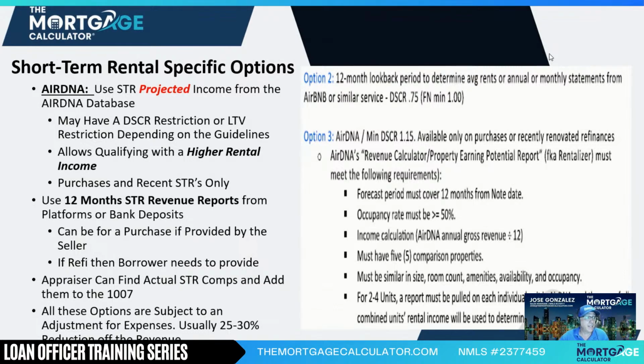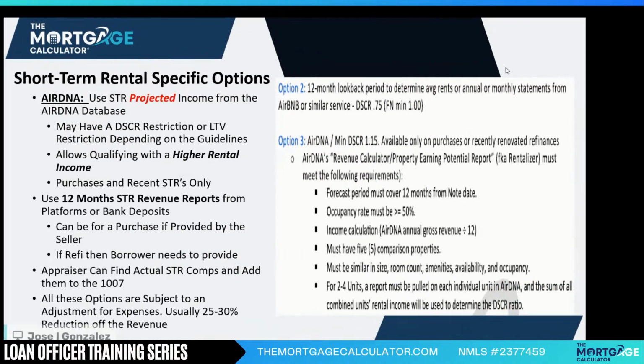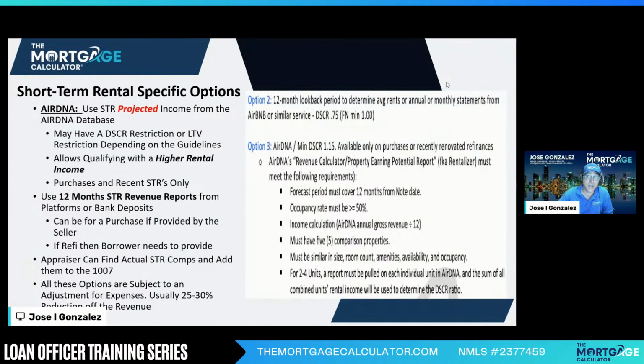So just keep in mind that in some options, using AirDNA may have a DSCR restriction or an LTV restriction, like a minimum DSCR of 1.5, usually on the option that doesn't reduce the LTV, but they say, sure, we'll let you use AirDNA for the full amount, but you've got to have at least a 1.5 DSCR.